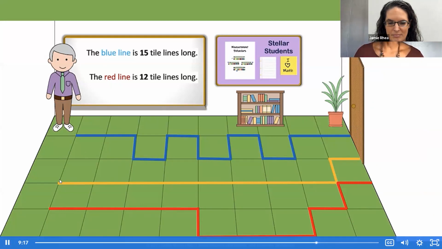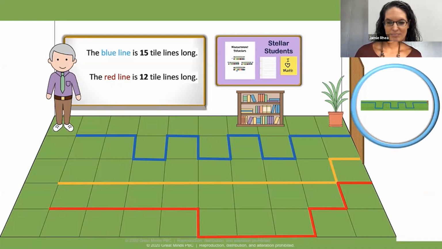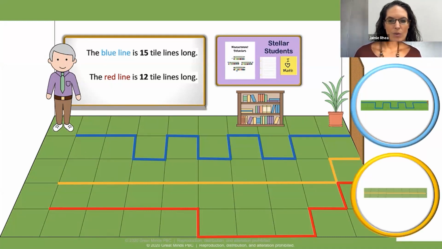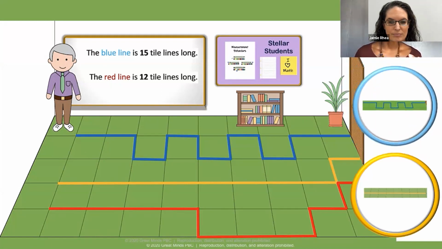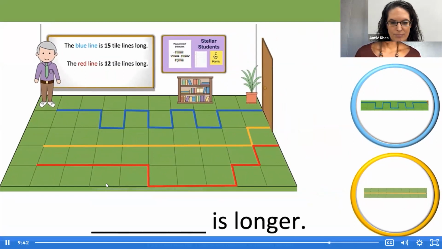This sounds a lot like the problem with Rob we just did. If the yellow line is shorter than the red line, then which path is longer? The blue line or the yellow line? Let me ask one more time. If the yellow line is shorter than the red line, then which line is longer? The blue line or the yellow line? Pause the video now to think and decide.